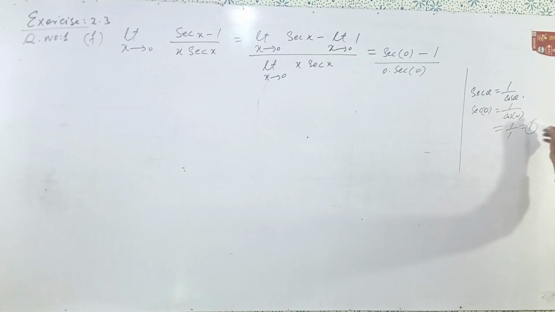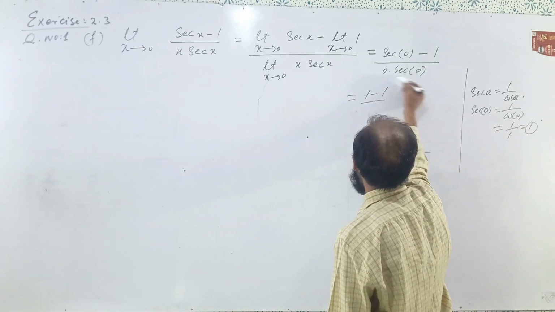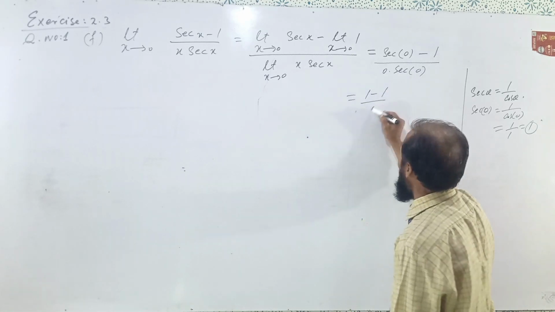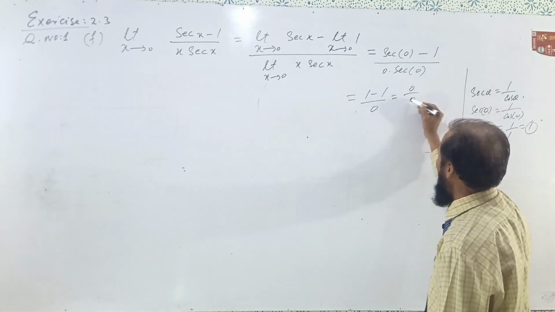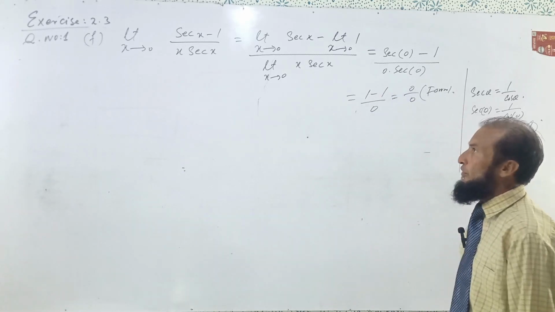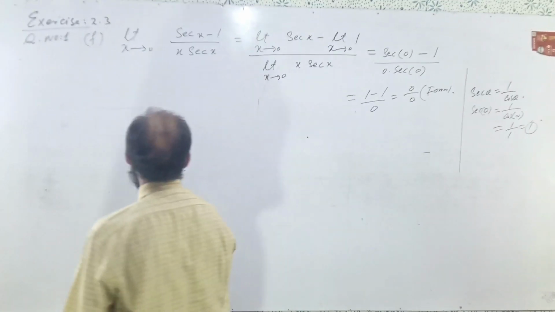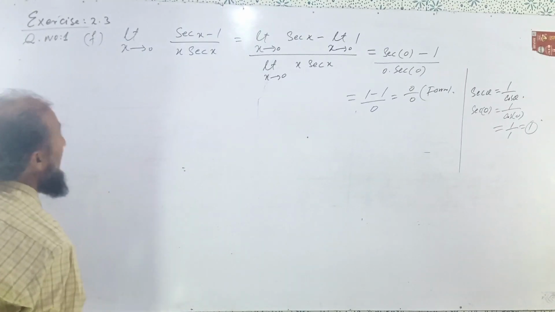So 1 is, we get 1. And here secant 0 we get 1 minus 1, and something is multiplied by 0, we get 0. This is a 0 divided by 0 form. So this is an undefined case. Now we are expanding by some formula here.